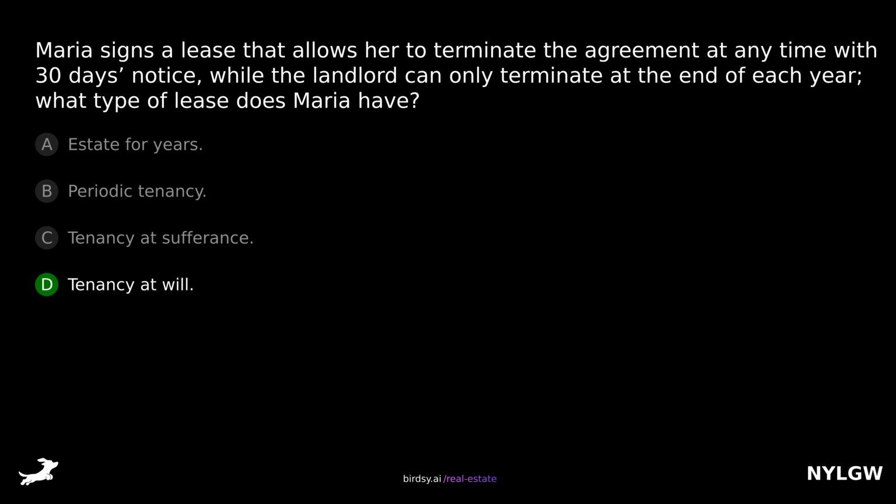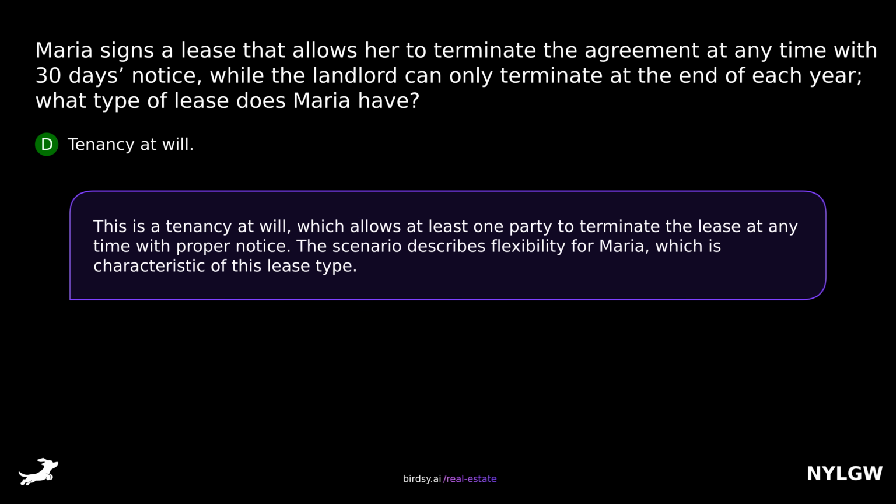Tenancy at will. This is a tenancy at will, which allows at least one party to terminate the lease at any time with proper notice. The scenario describes flexibility for Maria, which is characteristic of this lease type.